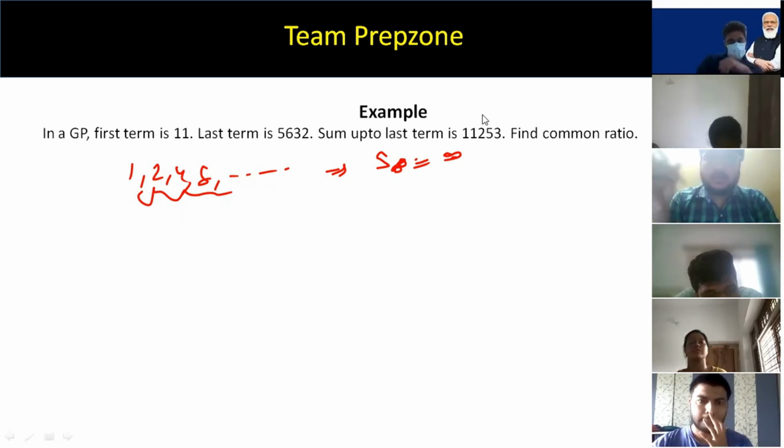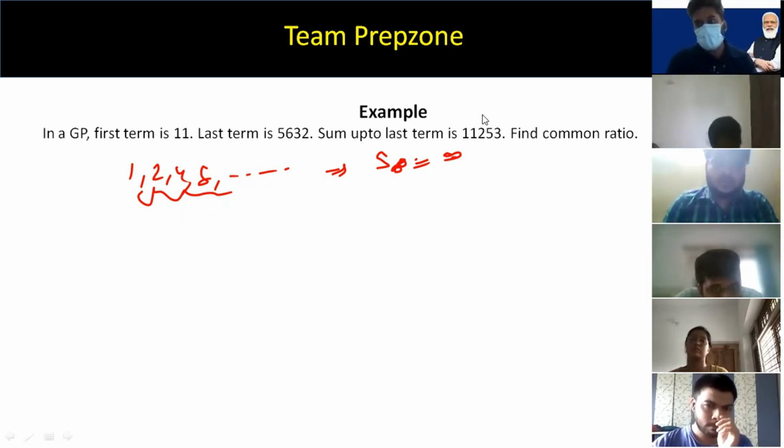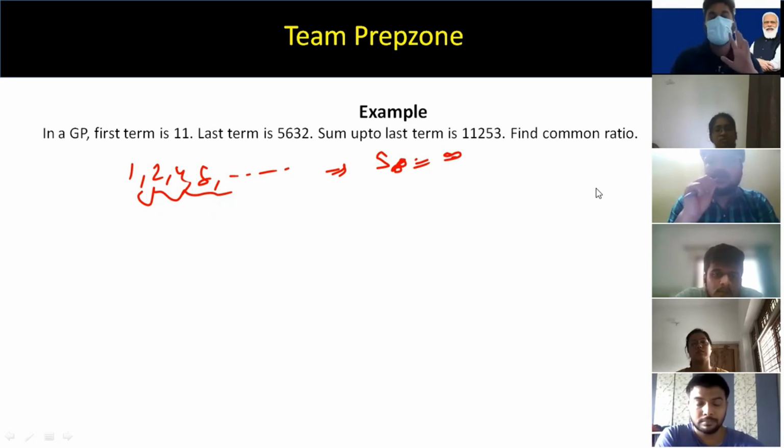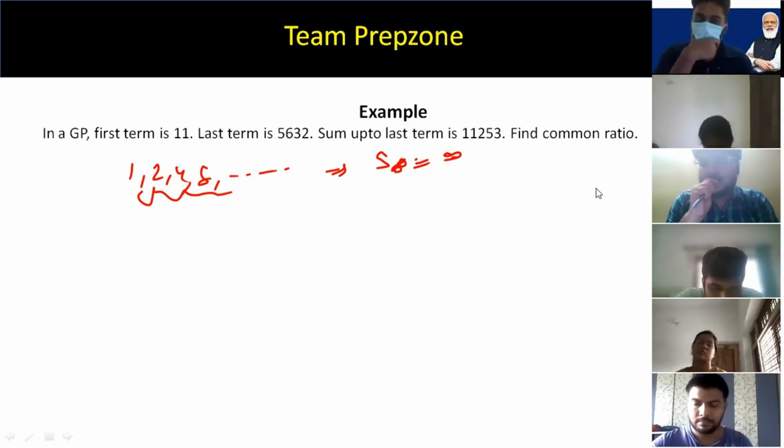It is A upon 1 minus R when there is a condition. R is between zero... No. So for those students who are saying R is less than 1, it is again incorrect. Mod R is less than 1, which means R is less than 1 and greater than minus 1, right? If R is minus 2, it is still less than 1, but then you won't have a converging or a unique sum.